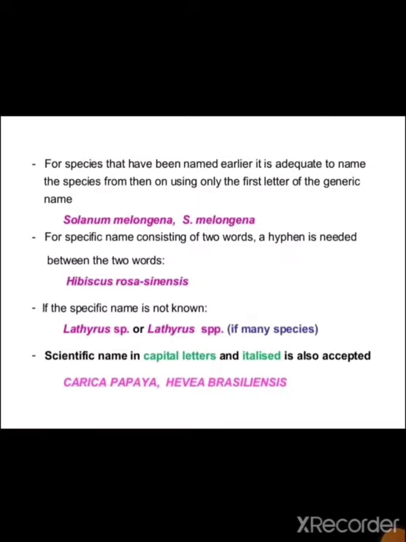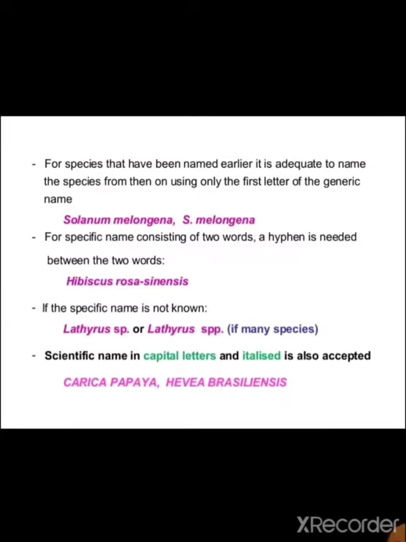For species that have been named earlier, it is adequate to name the species from then on using only the first letter of the generic name. Solanum melongena, S. melongena. For a specific name consisting of two words, a hyphen is needed between the two words. For example, Hibiscus rosa-sinensis.